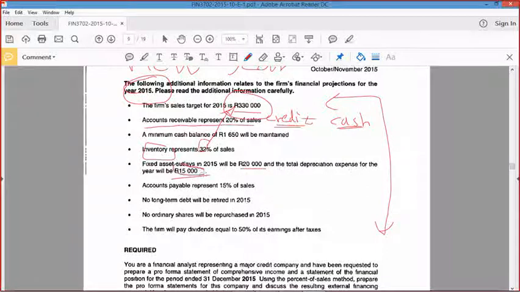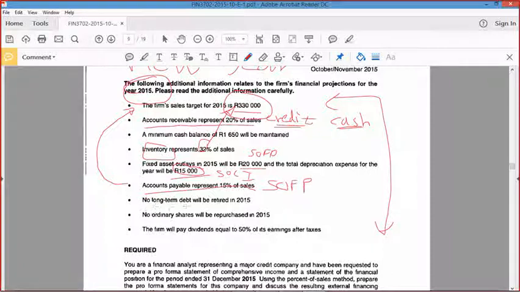Where does depreciation go? Which statement? The statement of comprehensive income. Correct. And the fixed asset will go to the statement of financial position. Yes. Right, the accounts payable represent 15% of sales. Simple. There's the sales. If you take 15% of it, is that your accounts payable? Yes. Accounts payable is a liability that goes to the statement of financial position.